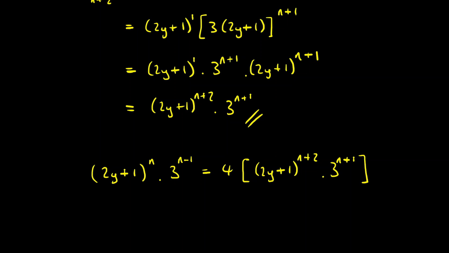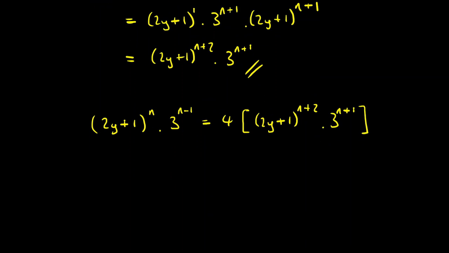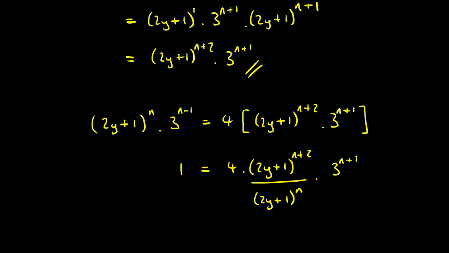All right, now at this point, we're just going to do some division. We are going to divide both sides through by this term here on the left-hand side. So I'm going to divide everything through by (2y plus 1) to the power n times 3 to the power n minus 1. If I do that on the left-hand side, I'm going to get 1. On the right-hand side, I'm going to get 4 times (2y plus 1) to the power n plus 2 divided by (2y plus 1) to the power of n, times 3 to the power of n plus 1 divided by 3 to the power of n minus 1.